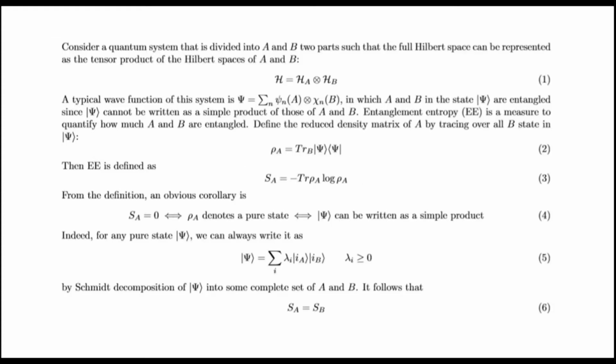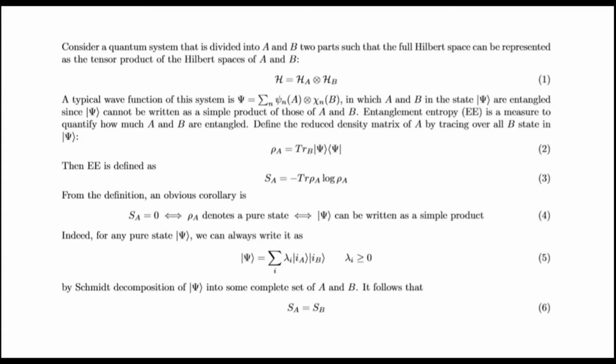Consider a quantum system that is divided into A and B, two parts, such that the full Hilbert space can be represented as the tensor product of the Hilbert spaces of A and B. A typical wave function of this system is psi. A and B in the state psi are entangled, since psi cannot be written as a simple product of those A and B. Entanglement entropy is a measure to quantify how much A and B are entangled.